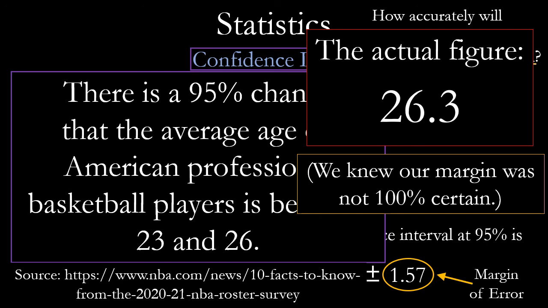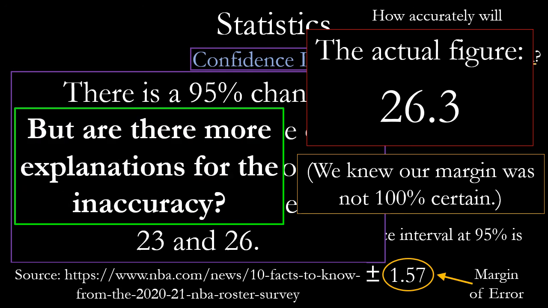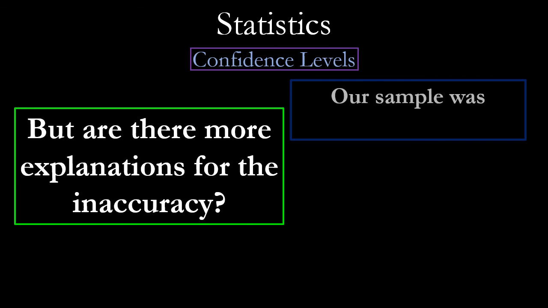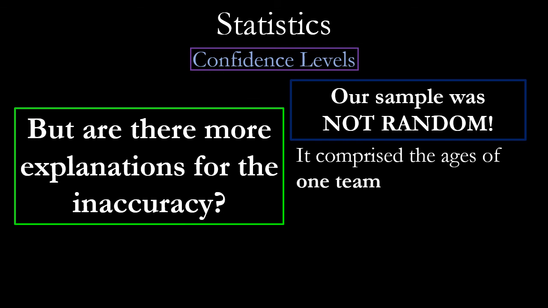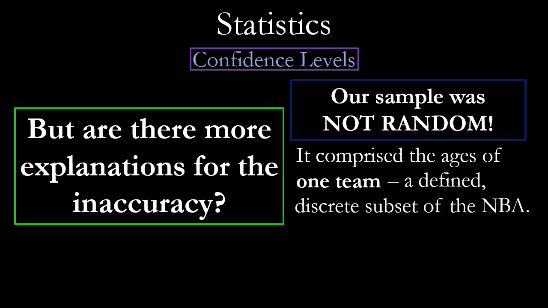But at the same time, this does seem a little bit off. I thought we did our calculations fairly accurately. So there might be more explanations for this inaccuracy, and I've kind of already described one of those explanations. Our sample was not random, right? It was not really a random sample. It comprised the ages of only one team, all the ages of one team, right? That is a defined and discrete subset of the NBA, and that is not random, right?